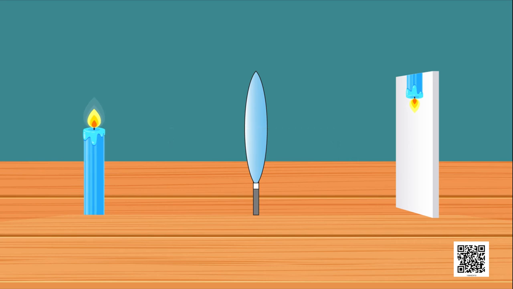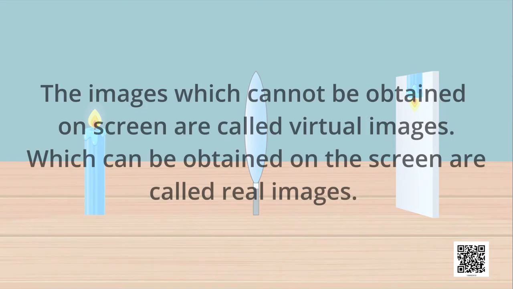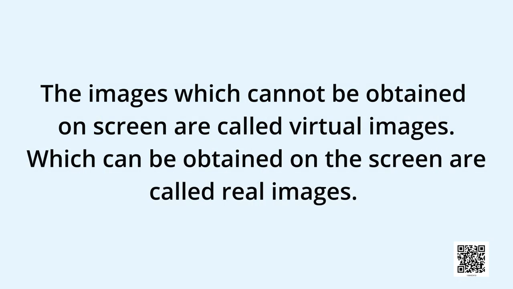Now, why real? Because we are seeing the image on the screen. The images which cannot be obtained on screen are called virtual images, and those which can be obtained on screen are called real images.